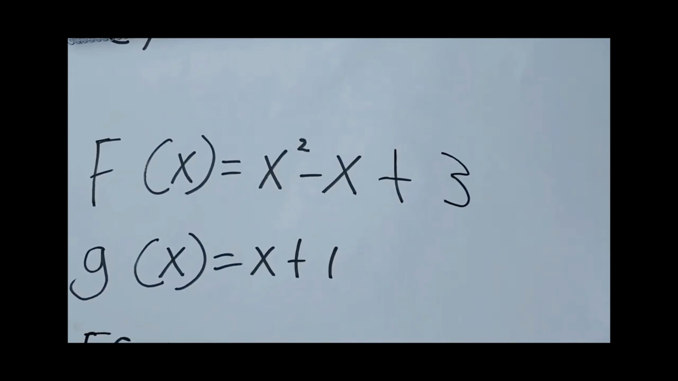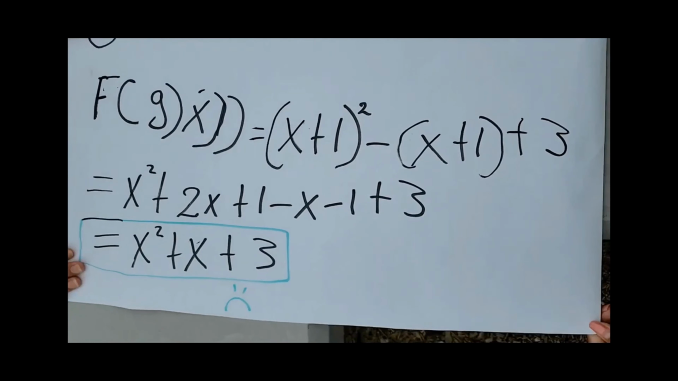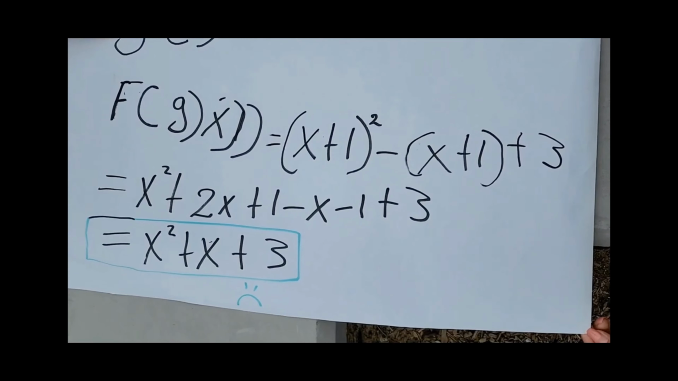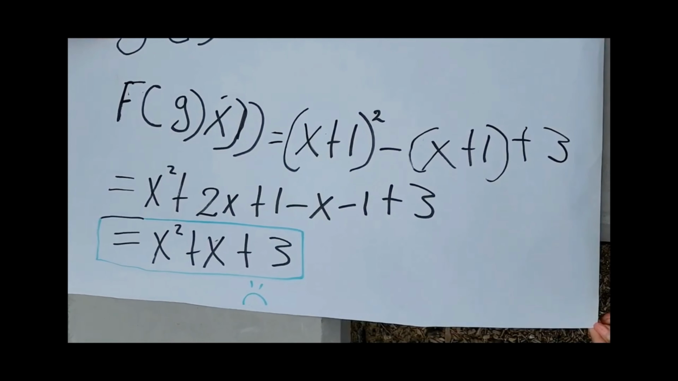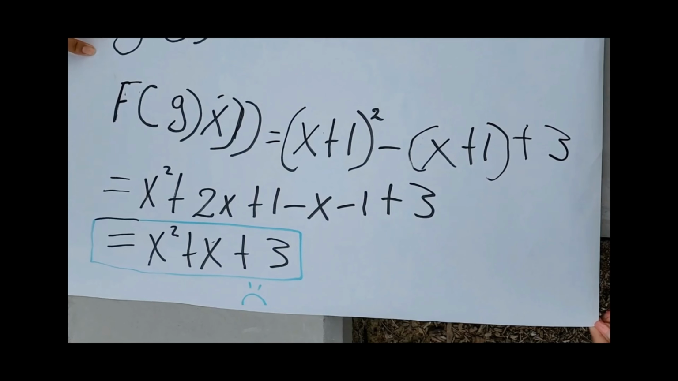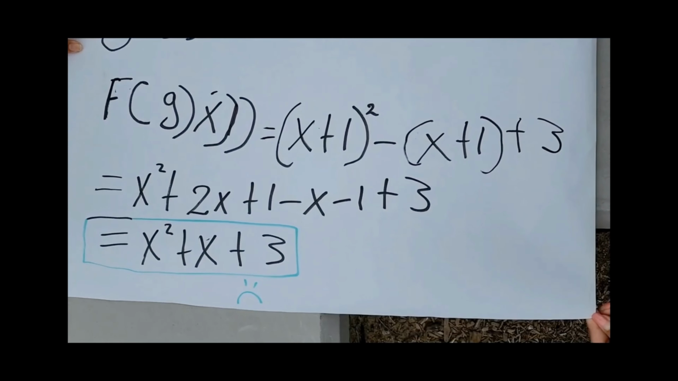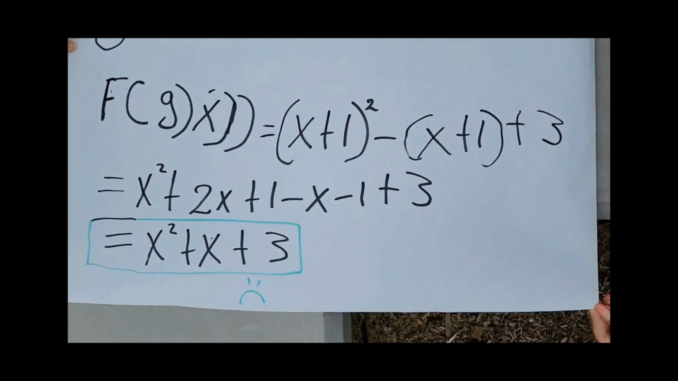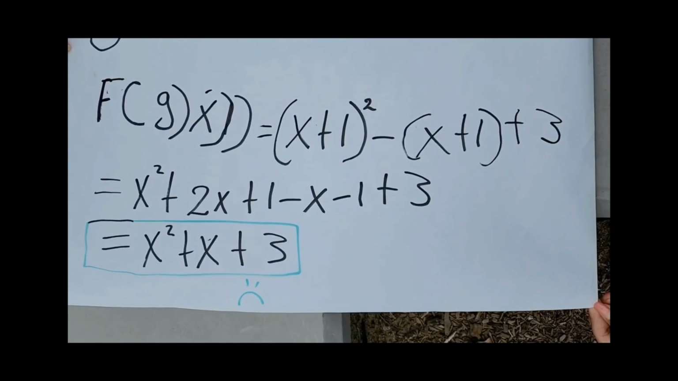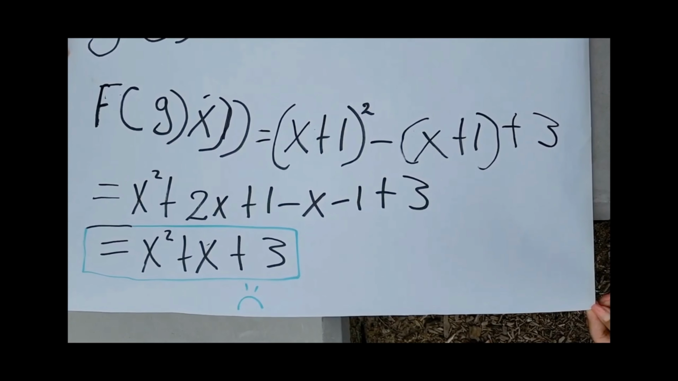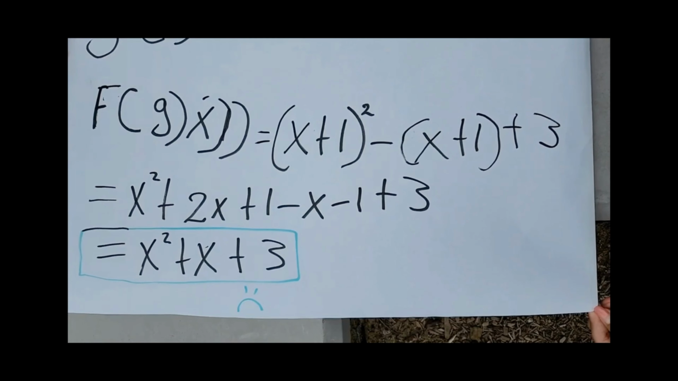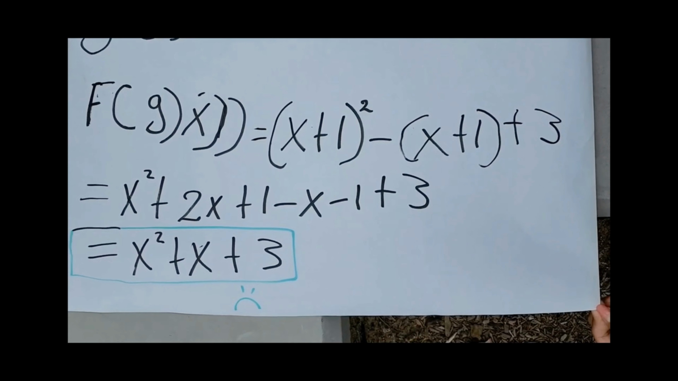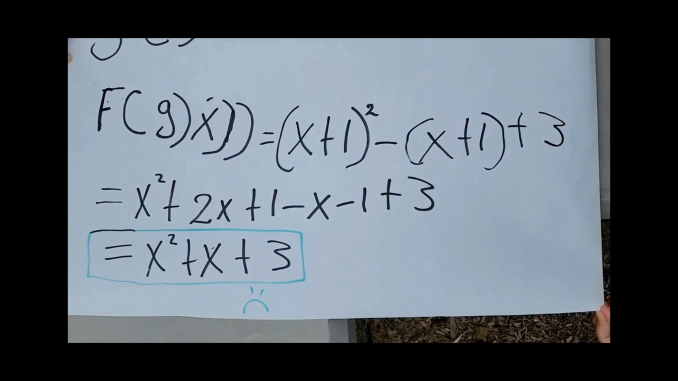We write down both of the letters. We multiply f times g equals x plus 1 squared minus x plus 1 plus 3. Then we multiply both of the results, which is x squared plus 2x plus 1 minus x minus 1 plus 3. Then we combine both the results and give us x squared plus x plus 3. So the answer to this question is true.